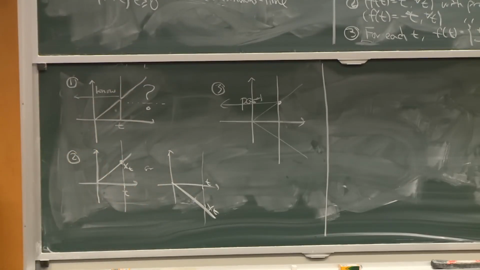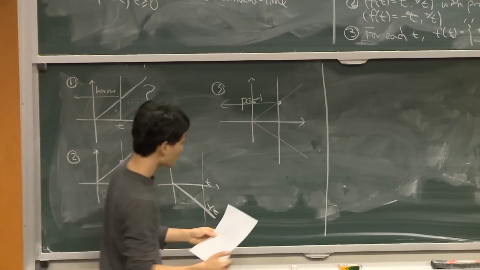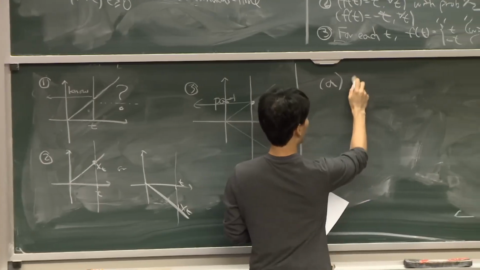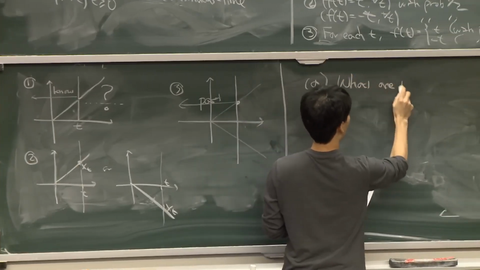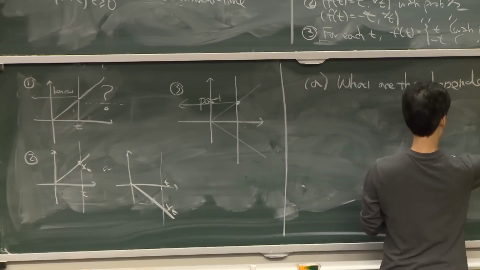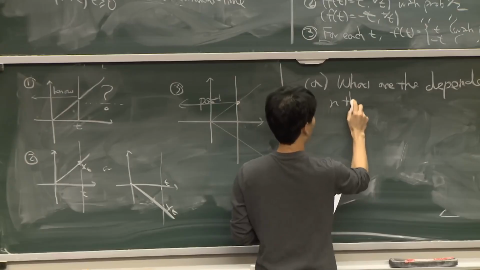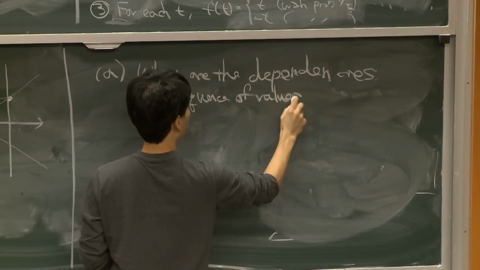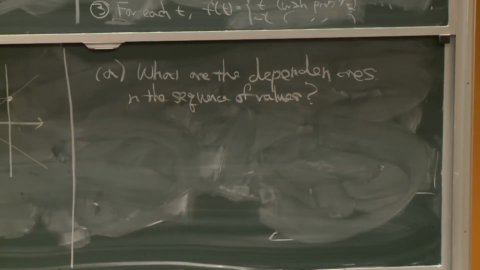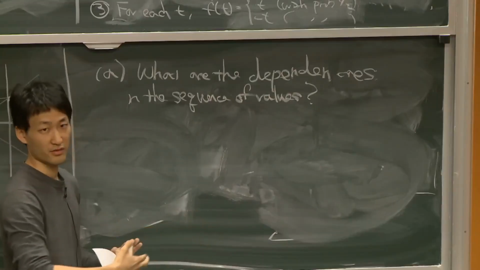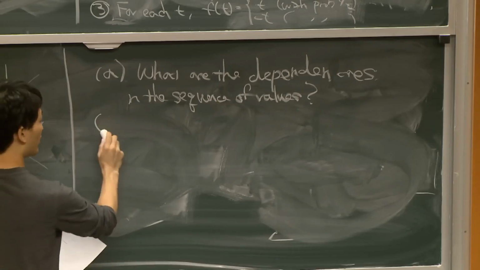So there are three types of questions that we mainly study here. So the first type is, what are the dependencies in the sequence of values? For example, if you know the price of a stock on all past dates up to today, can you say anything intelligent about the future stock prices? Okay? Those types of questions.